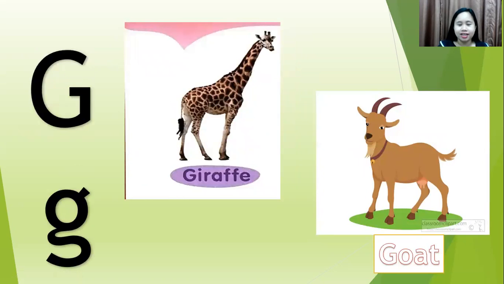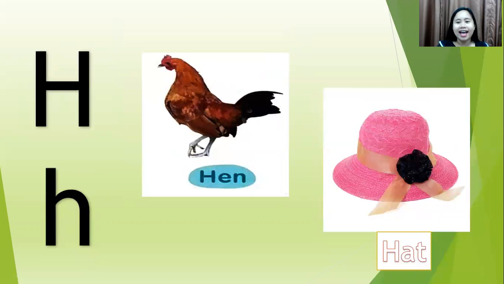Next is letter G. Again, G. This is the capital letter G, and this is the small letter G. What is the sound of letter G? The sound of letter G is G. Again, G. These are the examples. Giraffe. Again, giraffe. Next is goat. Goat. Very good, students.